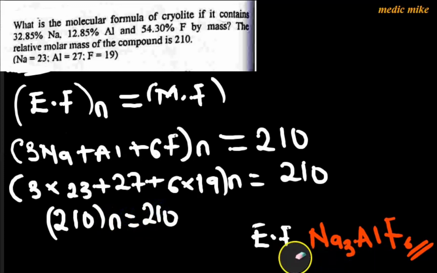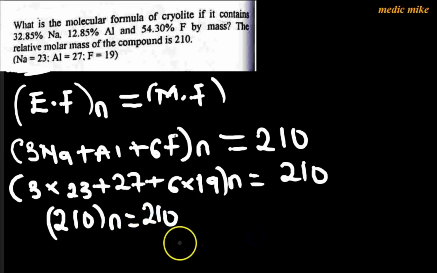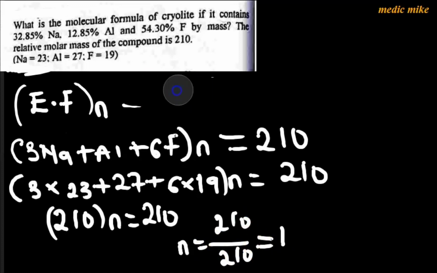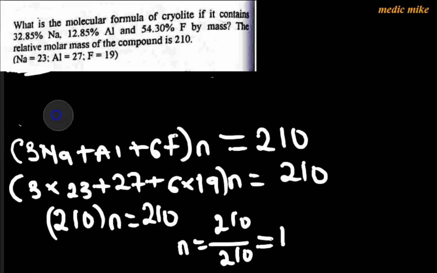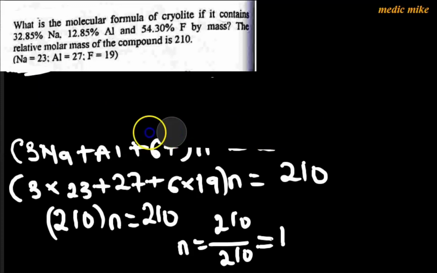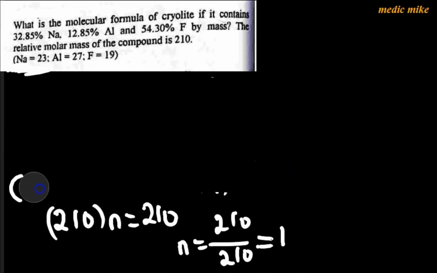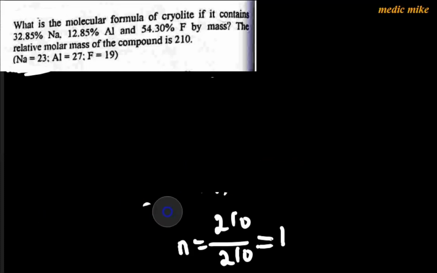So I'm just going to wipe this off. So n becomes 210 divided by 210, which equals 1. Since we have our n now, we can actually get our molecular formula, which in this case is the same thing as the empirical formula. That is to tell you that not all compounds have different empirical and molecular formulas. Mind you, n is not always 1. n can be 2, 3, 4, and so on and so forth.